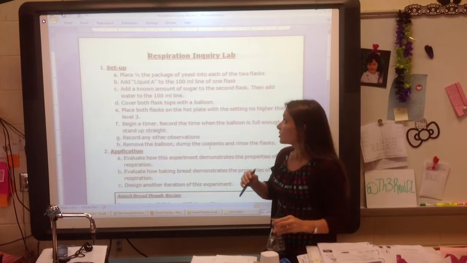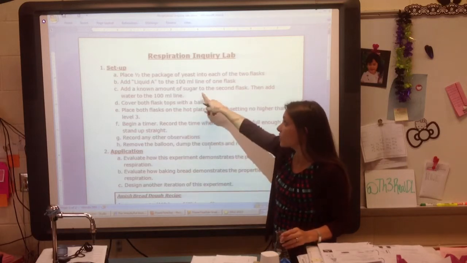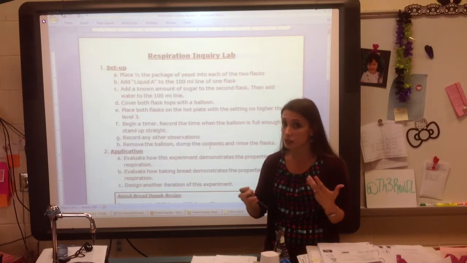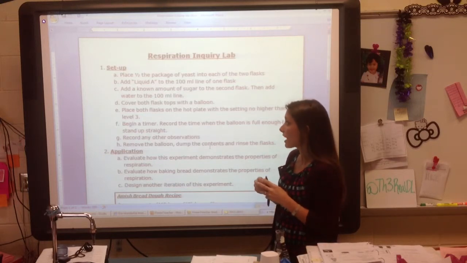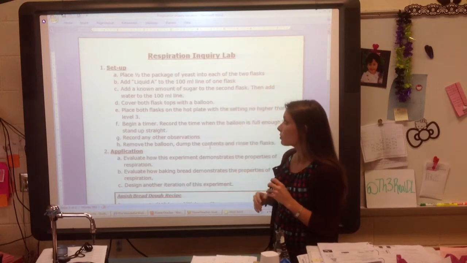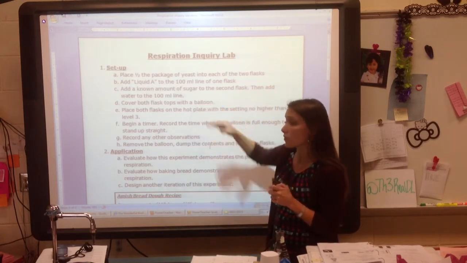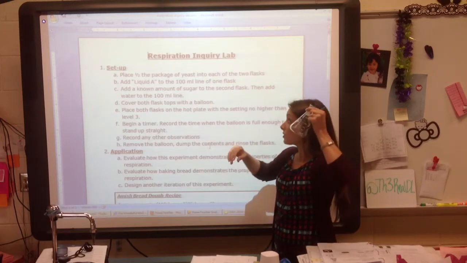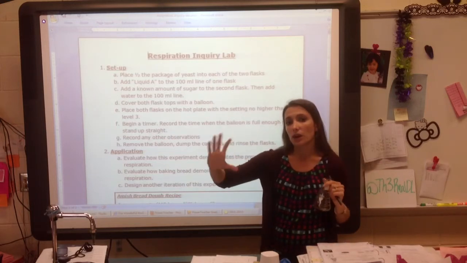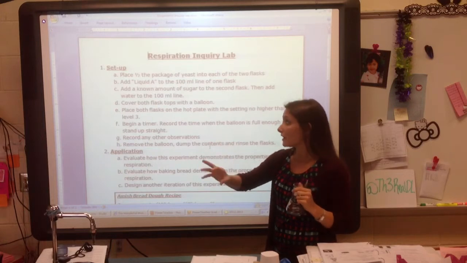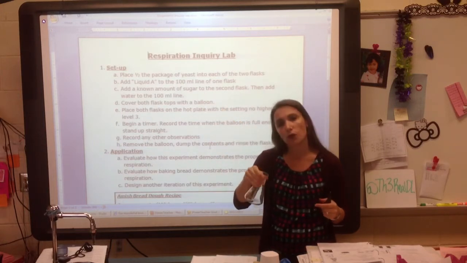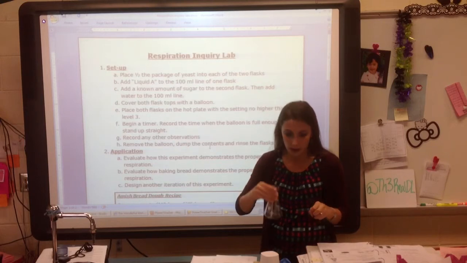And then, to the second flask, you're going to add a known amount of sugar. Now that's up to you. There are scales on the cart. You can measure how much sugar you're going to add. And then add water to the 100 milliliter line. So now you have two flasks, one of mystery liquid A and one of water and sugar. You've added that to the yeast. I didn't say it here, but you do need to swirl them. You do need to mix them a little bit.